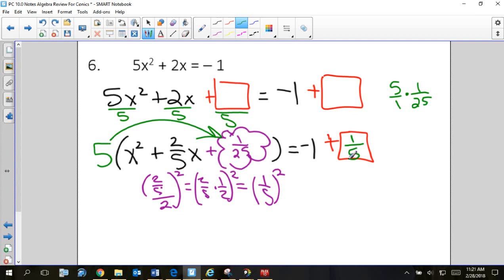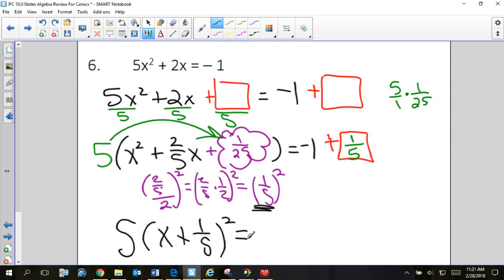So now I'm going to clean it up so it looks a little bit better. I've got my 5 outside of the parentheses. I'm going to factor this. So I'll have x plus, and then what goes in the second spot is what I had squared to go in fluffy cloud. And then over here, I'm going to have to add those together, so I'll find a common denominator. So we'll have -5/5 plus 1/5, which is -4/5.